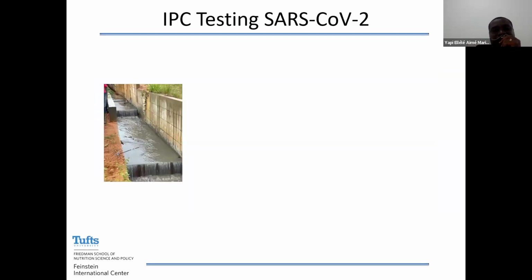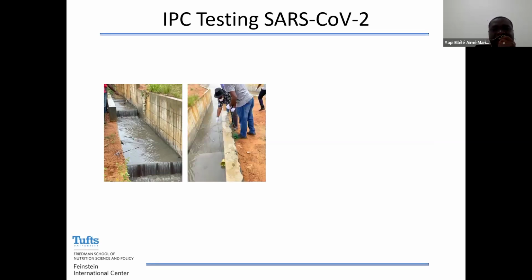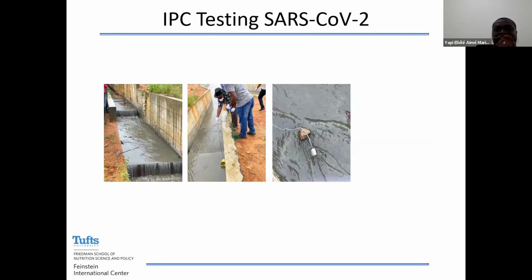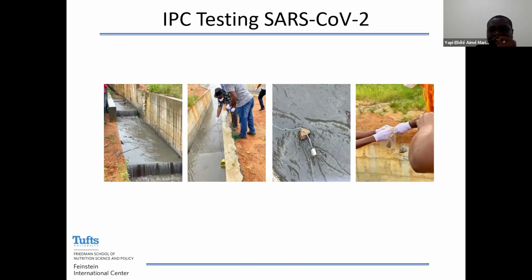So in this photo, you see the canal that I talked about. We have the wastewater in this canal. Secondly, we show how we put the bucket in the canal to do the grab sample. Here, we show the cotton and the stone in the wastewater. We tie the rope with a stone and we put it in the wastewater. We put the cotton in the wastewater.